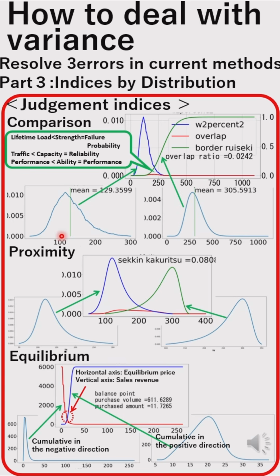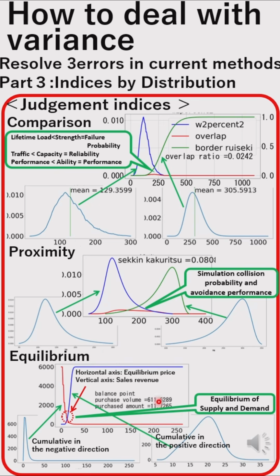Distribution proximity calculates the probability that two position distributions come within a specified distance. For example, in simulations, if we calculate the distribution of closest approach distance, we can rigorously estimate the probability of collision or avoidance. Distribution equilibrium can simulate market behavior.